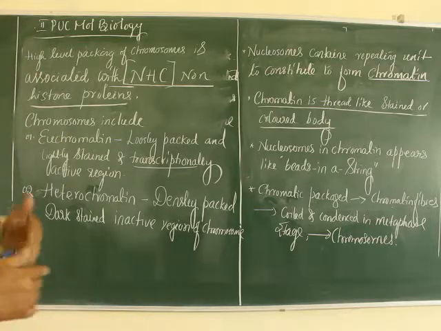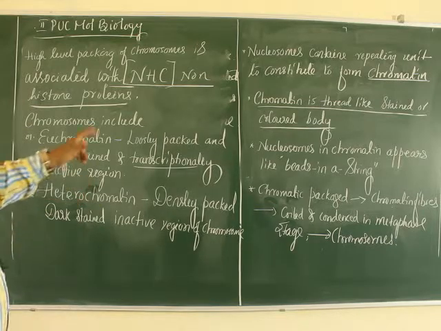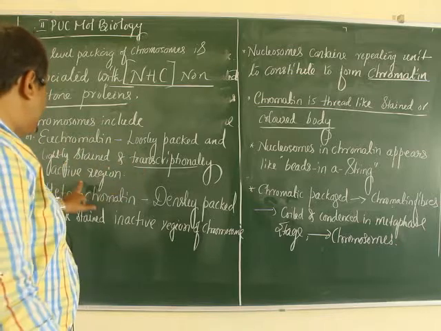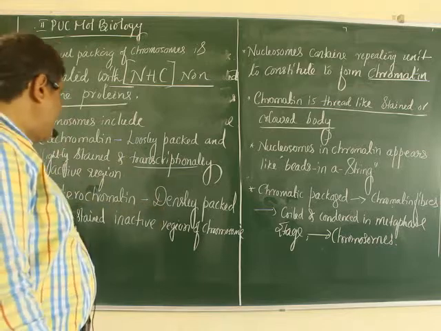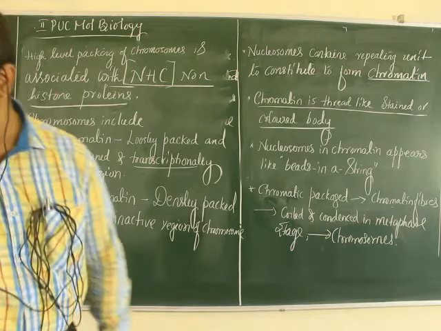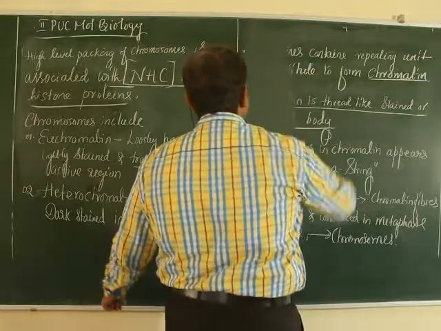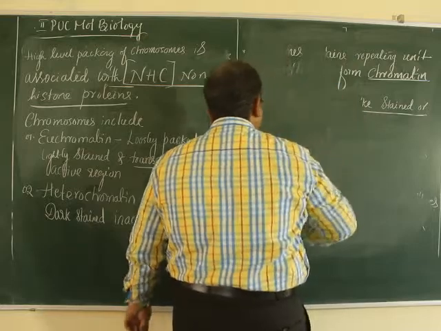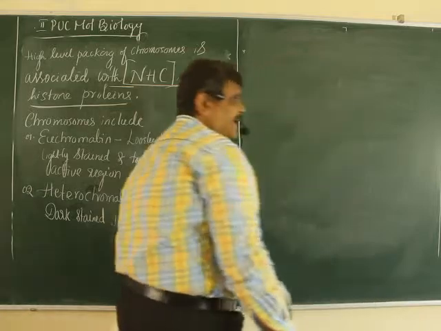One is called euchromatin and another one is heterochromatin. Euchromatin is loosely packed, lightly stained and transcriptionally active region. Heterochromatin is densely packed, dark stained, inactive region of chromosome. So this is with regard to the chromatins, euchromatin and heterochromatin. If they ask it for 3 marks, write the differences between euchromatin and heterochromatin.